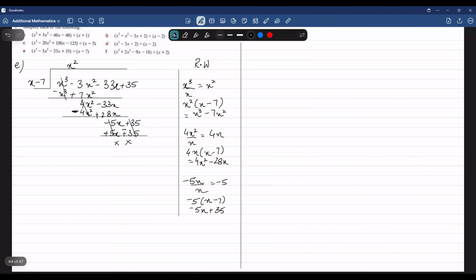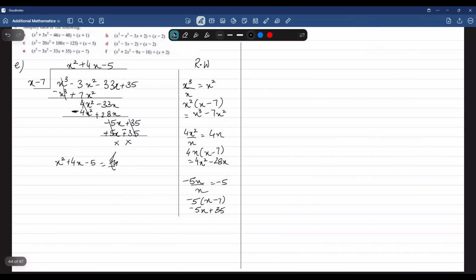And your final answer. Why do I forget adding x squared and everything on the above part? So this would become x squared plus 4x minus 5, as we have done here. x squared plus 4x minus 5 is equal to your answer.